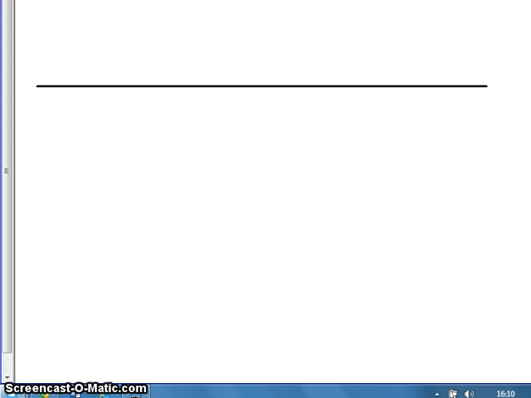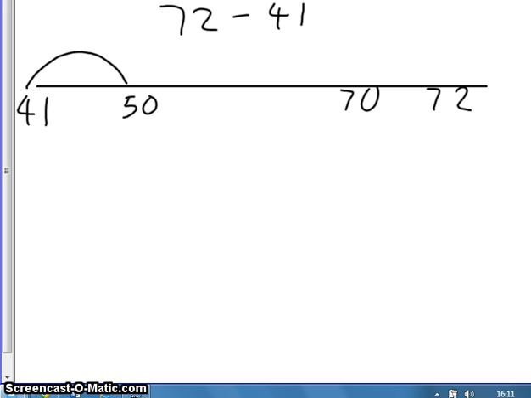If my question is 72 take away 41, let's say it's first 41. I'm going to start here at 41. Now I'm going to jump up to the next 10. I'm going to find out what the next 10 is and count how many more I need. The next 10 is 50. Now I'm going to go to the 10 closest to 72, that's less than 72. In this case it's 70. And last I'm going to move to 72, which is a much smaller jump. So I have here a hop, here a bigger jump, and here a small hop.